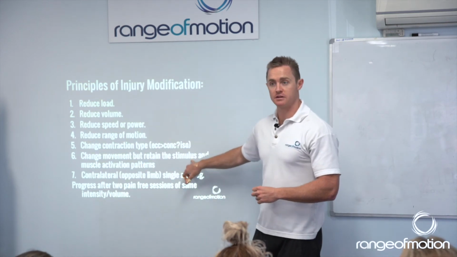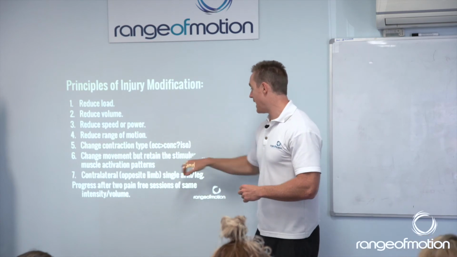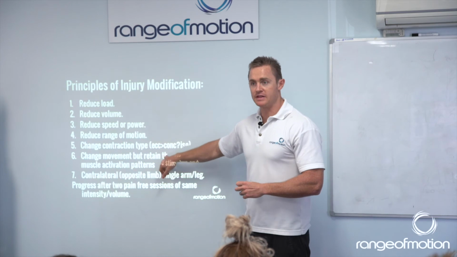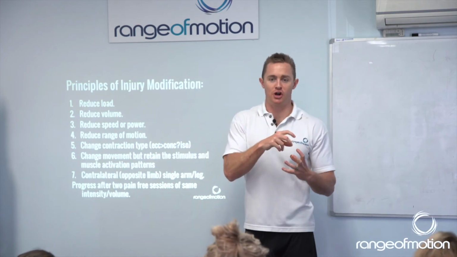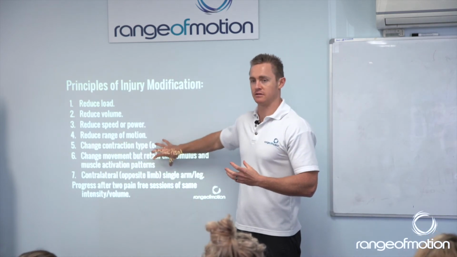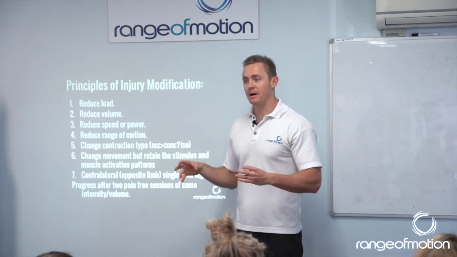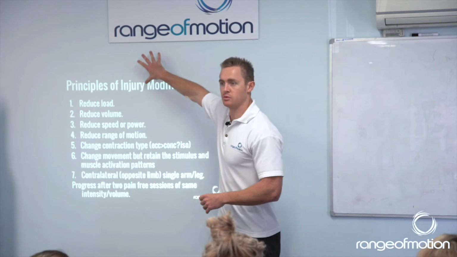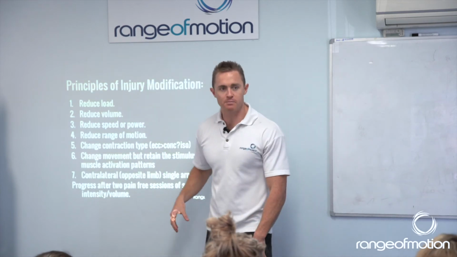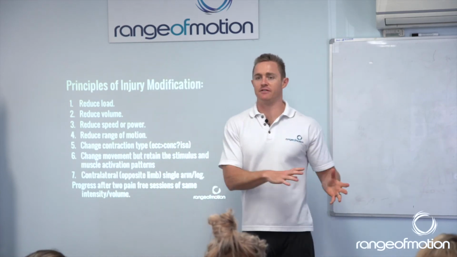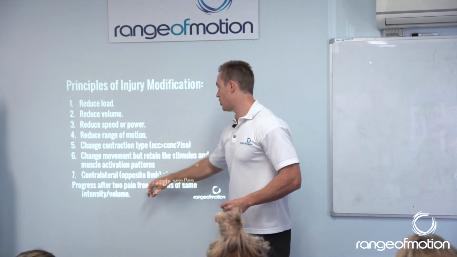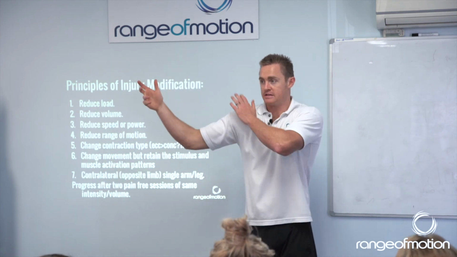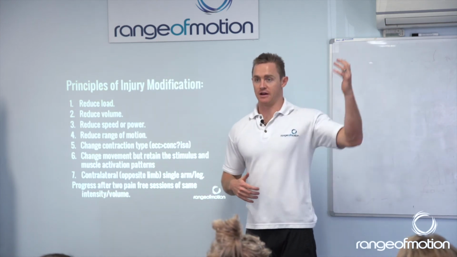Changing the movement, but retaining the stimulus and the muscle activation patterns. This is where we still want the same muscles turning on, and this will make more sense when we have some practical examples in a moment. But we still have the same muscles working. This exercise that we're changing is quad dominant. We're still using the quads, but it's a completely different exercise. And finally, contralateral, which is opposite limb. The right arm can't do the work because it's injured, so we just do it with the left arm.